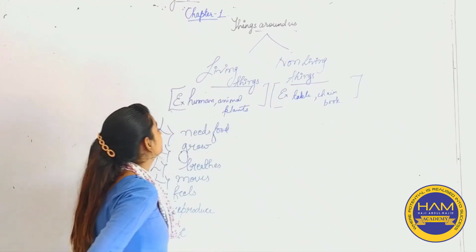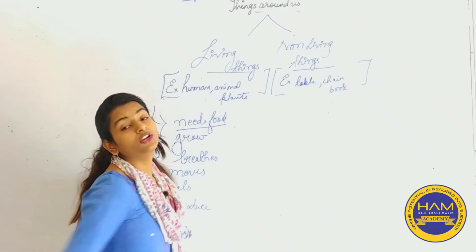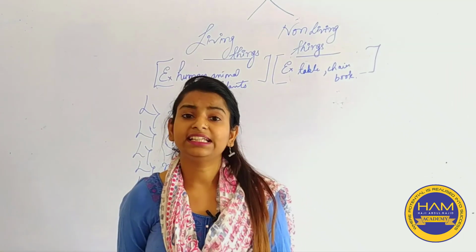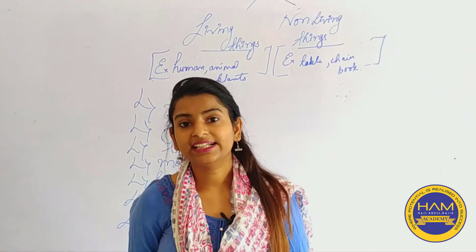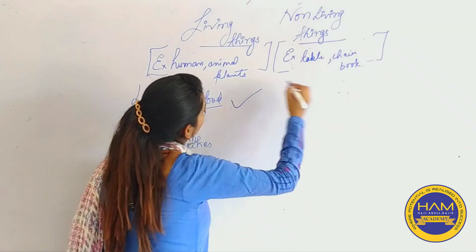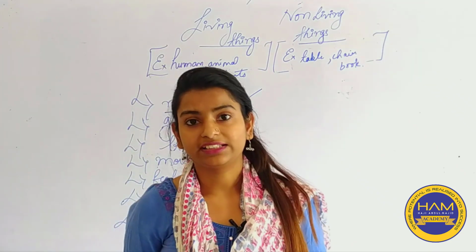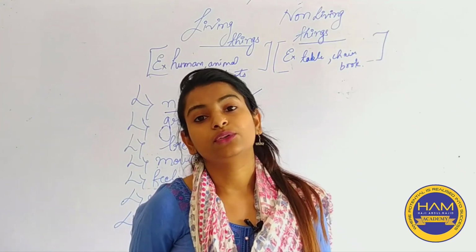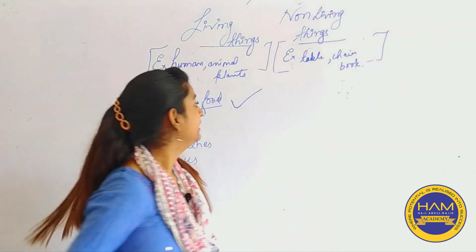First is need for food. Living things need food. To perform their daily activities, they need energy. And how do they get that energy? They get energy from food. Hence, living things need food. But in the case of non-living things, they don't do anything. So, they don't require energy and hence they don't need food.